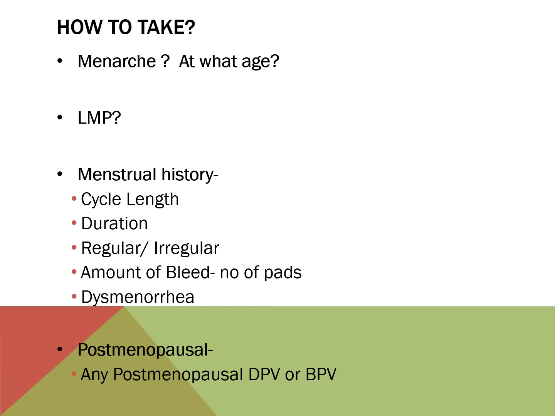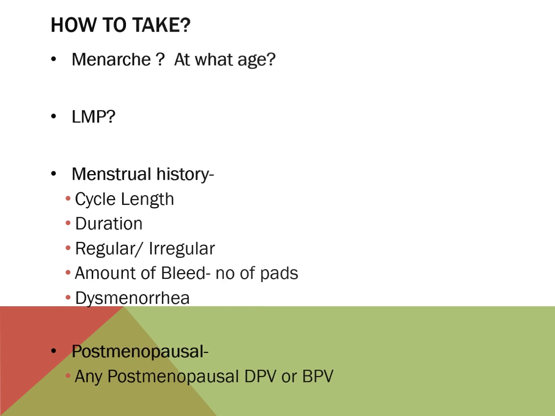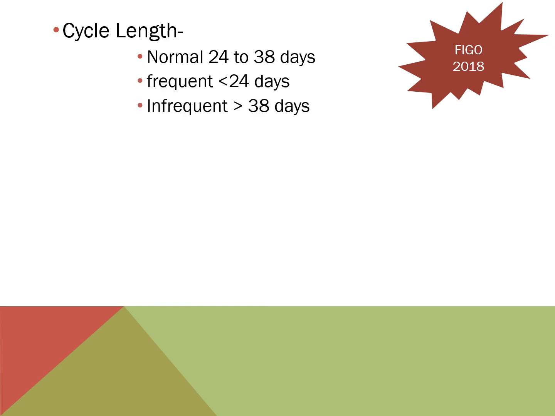Next we're going to take the points that we briefly discussed about the menstrual history. First is cycle length. The normal cycle length is from 24 to 38 days. There are frequent cycles and infrequent cycles. Frequent cycles means the cycle length is less than 24 days.